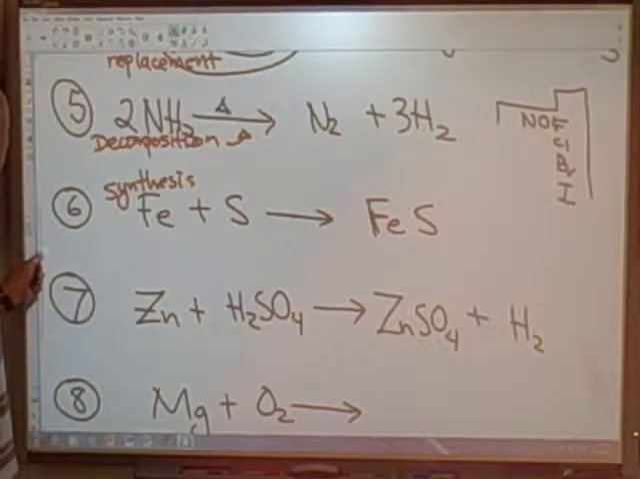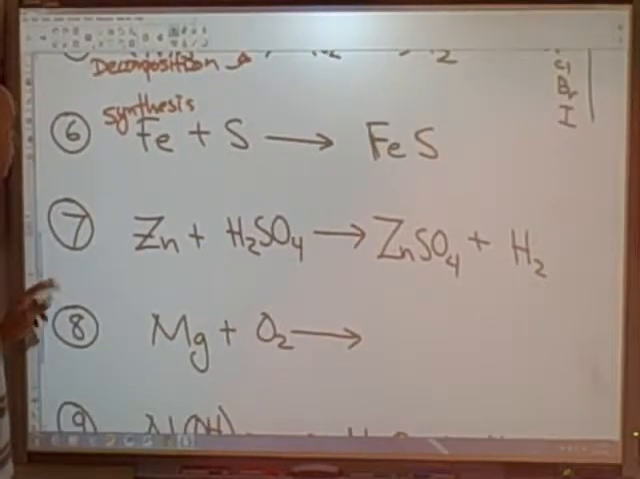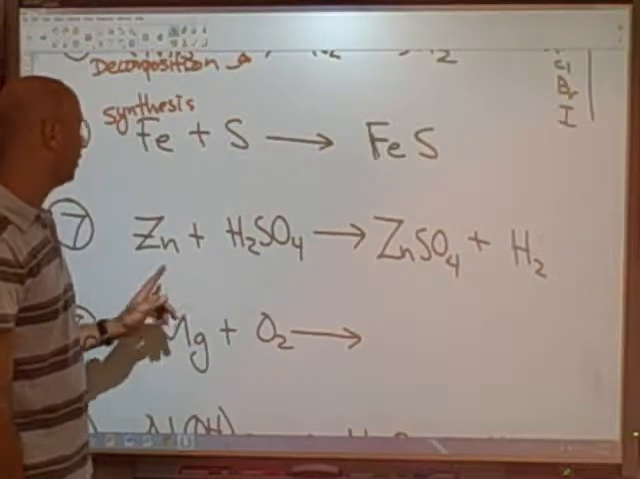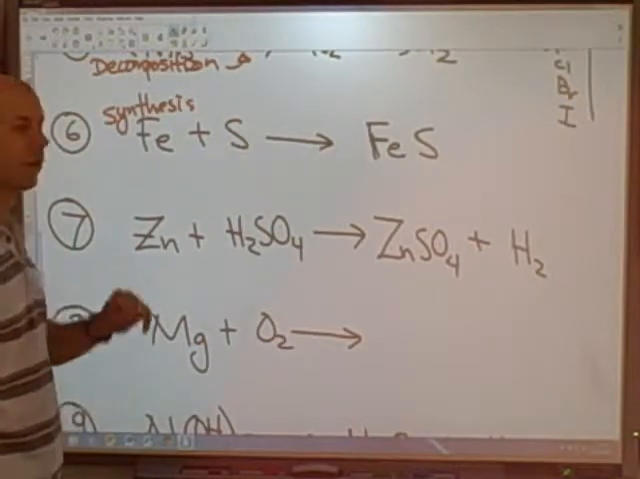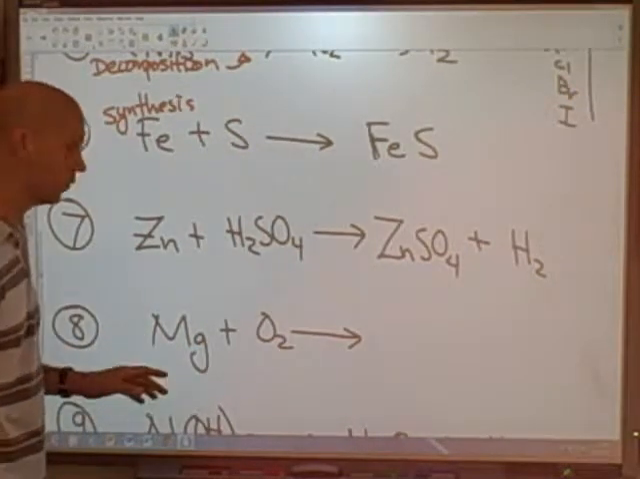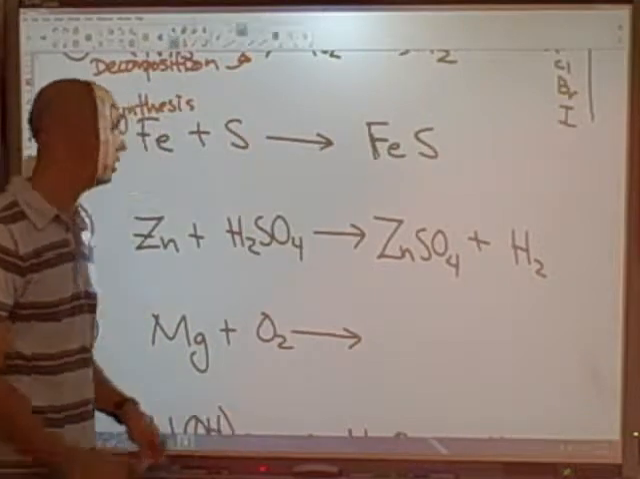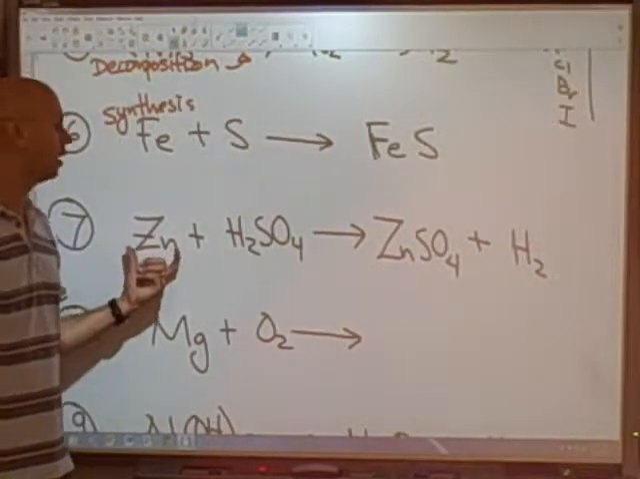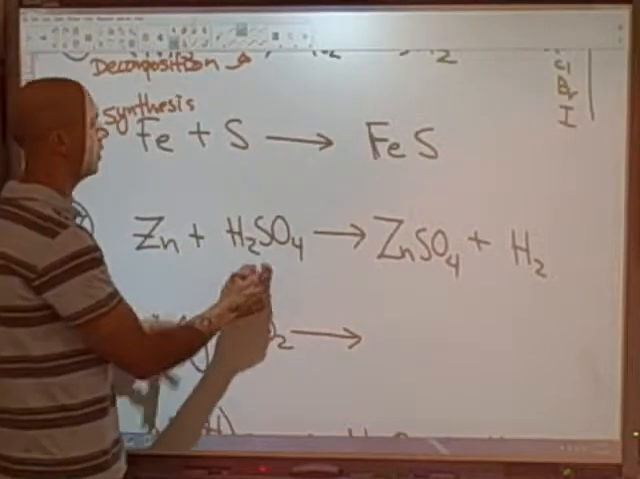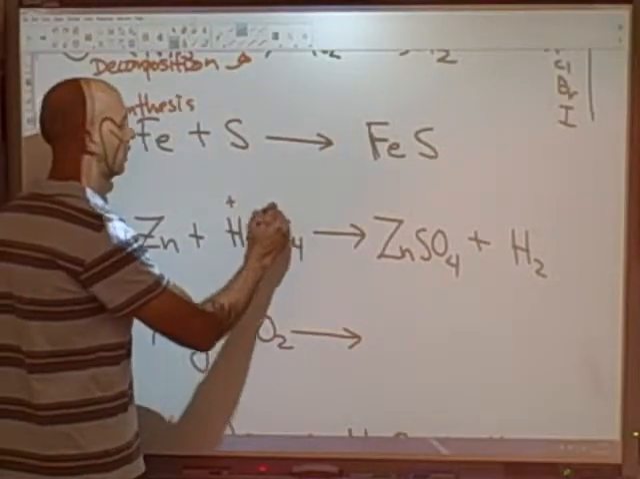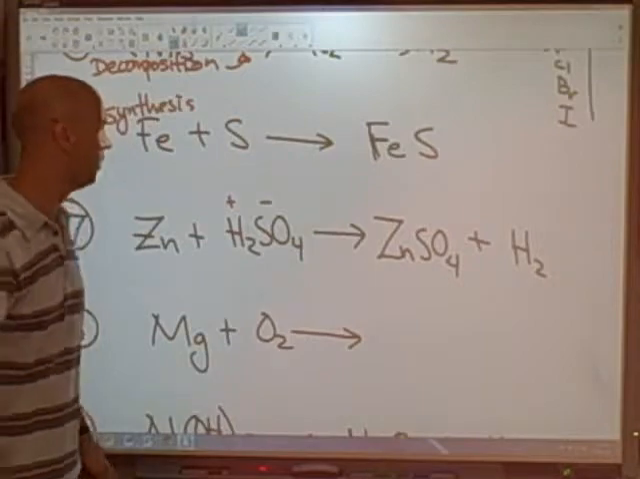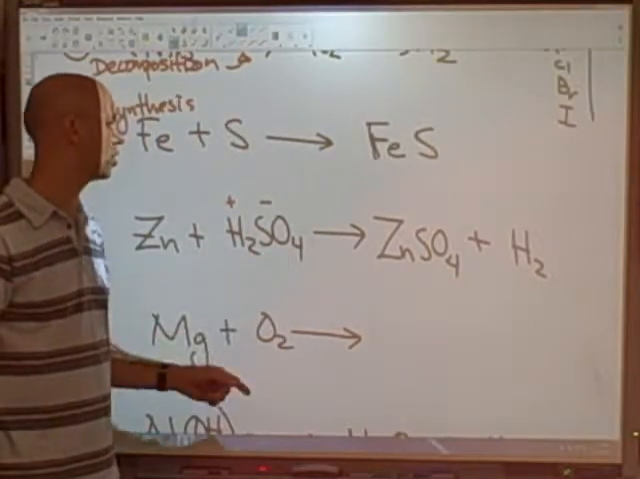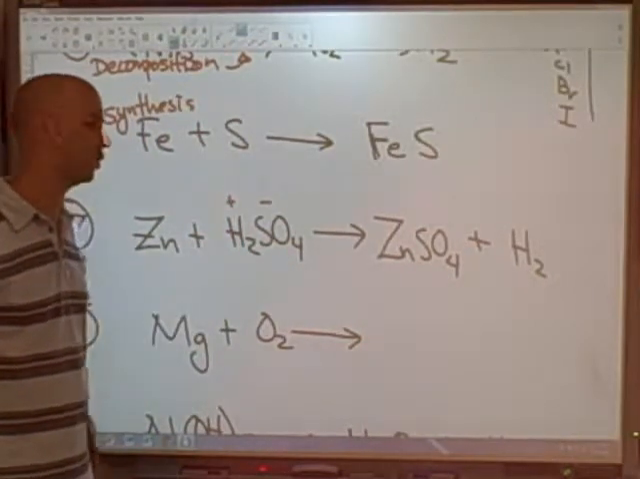Let's go to number 7. Now number 7 is a little more complicated. It looks like there's a little more stuff involved. On this equation, what you should notice is that you've got one metal here, and then you've got 2 ions over here. This is a positive, and this is a negative. Okay, this whole sulfate has a -2 charge. This hydrogen has a +1 charge.